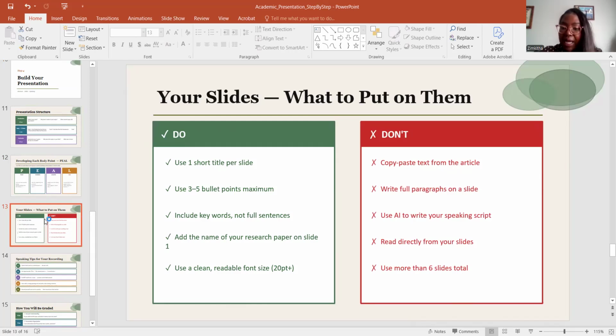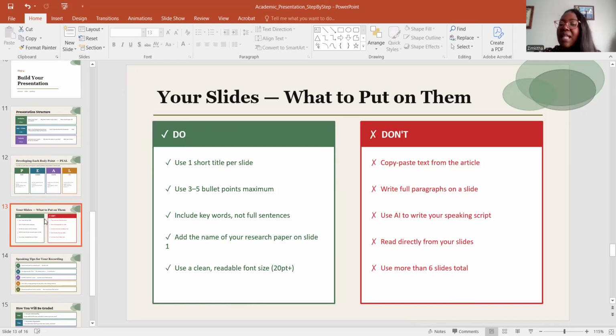You cannot use AI to write your speaking script. Come on, it's your research. I'm looking at you. I'm interested in you. I know your ability to speak. Have confidence in it. You do not need AI to write out your script. Do not read directly from your slides.